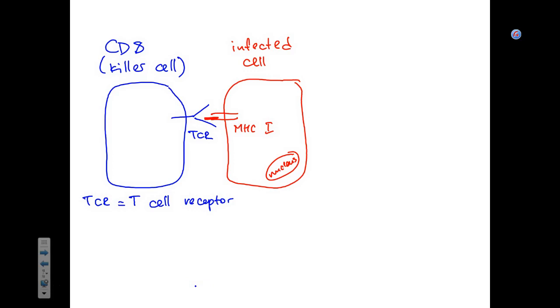We'll get to the recognition of the MHC. But now, let's talk about the CD4 roles, sorry. You have a CD4 cell, which can recognize only MHC class 2. Does that make sense? Which cells have MHC class 2? Antigen-presenting cells: dendritic cells, B cells, macrophages.